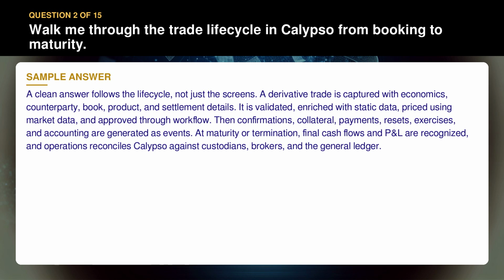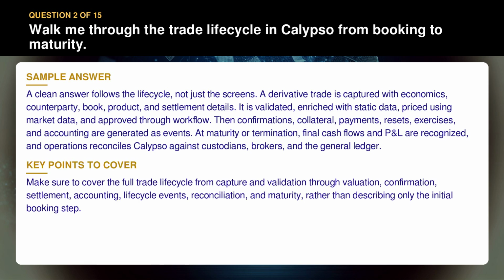At maturity or termination, final cash flows and profit and loss are recognized, and operations reconciles Calypso against custodians, brokers, and the general ledger. Make sure to cover the full trade lifecycle from capture and validation through valuation, confirmation, settlement, accounting, lifecycle events, reconciliation, and maturity, rather than describing only the initial booking step.